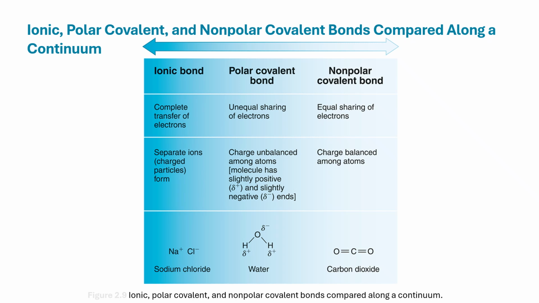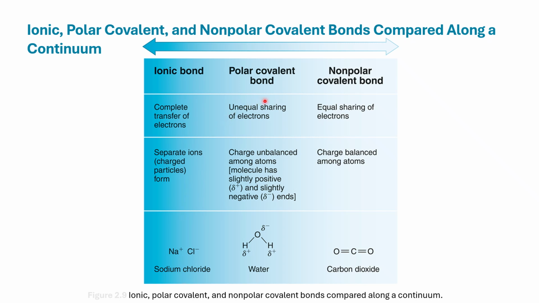All right, so let's summarize this. Ionic bonds, complete transfer of electrons. They either take electrons or give off electrons. It creates separate ions, charged particles. So you have a positive ion called a cation, a negative ion called an anion. Those negative and positive charge opposites attract each other, and then you get a mixture.